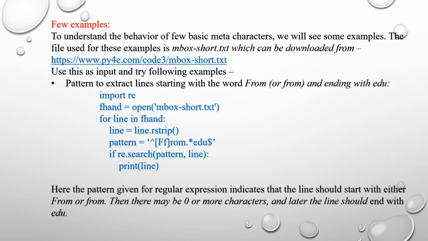To understand the behavior of a few basic meta characters, we will see some examples. The file used for the example is mbox-short.txt. This is a text file which can be downloaded from www.p4e.com. So this is the link, and here we can download the text file. Use this as an input and try the following example.